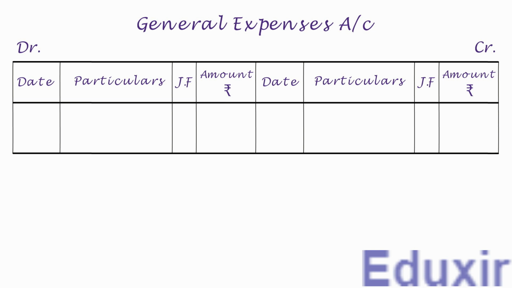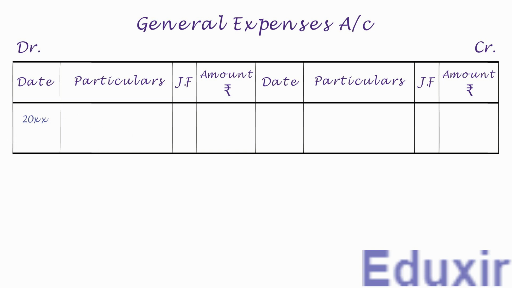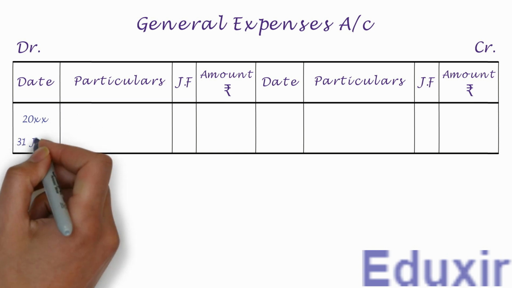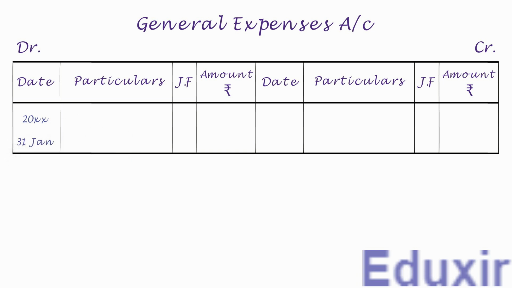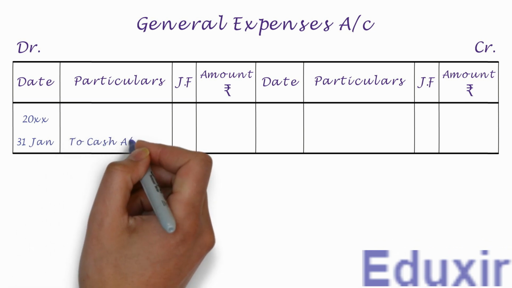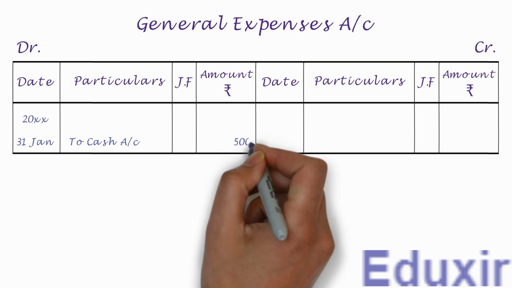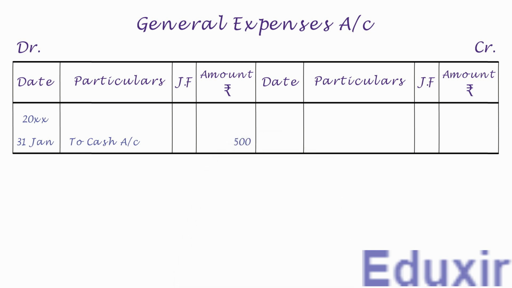Now on the debit side, let us first write the year in the date column. Let us now write the date. We need to write to cash account into the particulars column. Let us write the debit amount of 500 rupees into the amount column. With that, we have completed the posting of this journal entry into the general expenses account. Let us now take up the next entry.